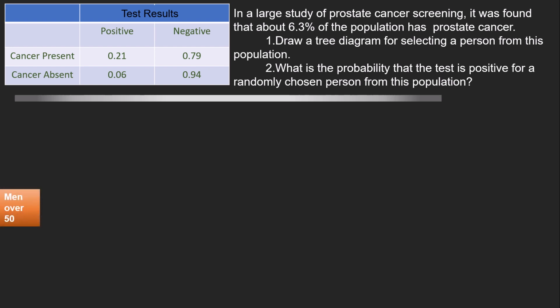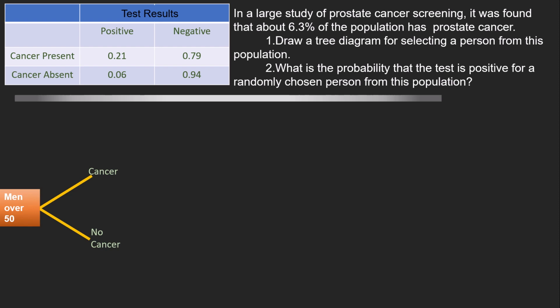First, understand how many branches we need for the first stage. There are 2 branches. What are the outcomes? We need to write down the outcomes at the end of branches: cancer present and cancer absent. I say cancer and no cancer.